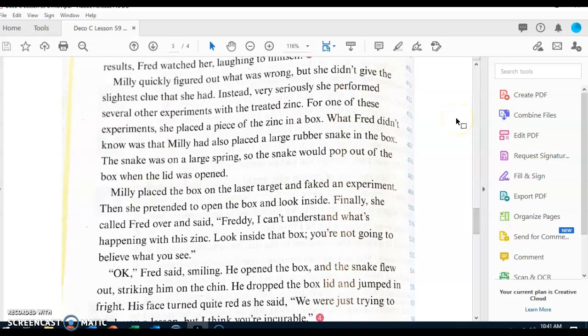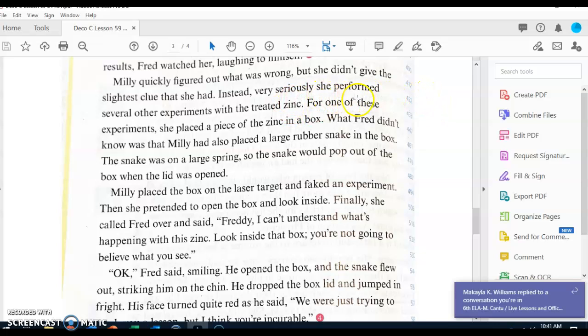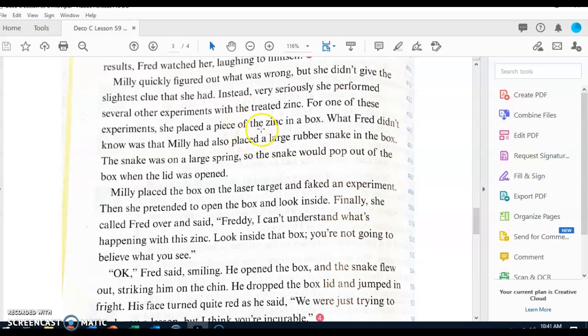Millie quickly figured out what was wrong, but she didn't give the slightest clue that she had. Instead, very seriously, she performed several other experiments with the treated zinc. For one of these experiments, she placed a piece of zinc in a box. What Fred didn't know was that Millie had also placed a large rubber snake in the box. The snake was on a large spring, so the snake would pop out of the box when the lid was opened.